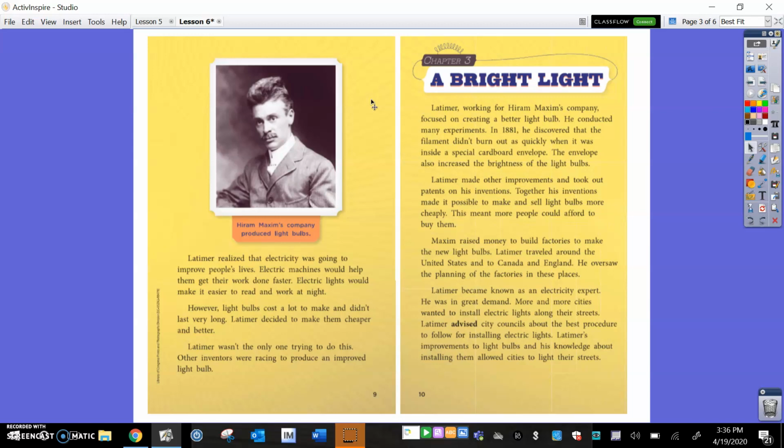Latimer made other improvements and took out patents on his inventions. Together, his inventions made it possible to make and sell light bulbs more cheaply. This meant more people could afford to buy them. Okay, we have a very specific solution. So it comes back to this. He discovered that the filament didn't burn out as quickly, and he used a cardboard envelope.